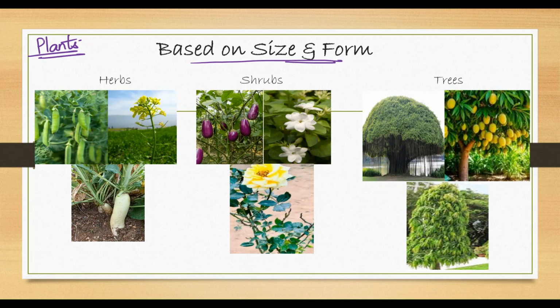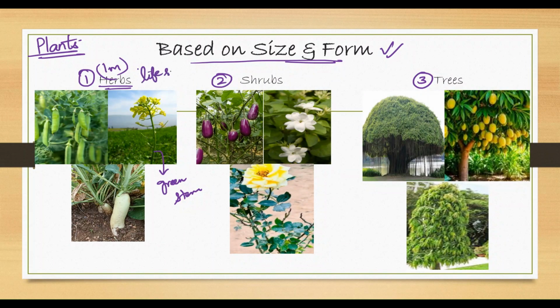Okay, so first thing is plants. All the plants were classified into three groups, that is herbs, shrubs, and trees, based on their size and form. Now, what are herbs? These are the plants which have a very tender, green stem, and herbs usually grow up to 1 meter height, not more than 1 meter, just around 1 meter. And the lifespan of these plants is also very short.